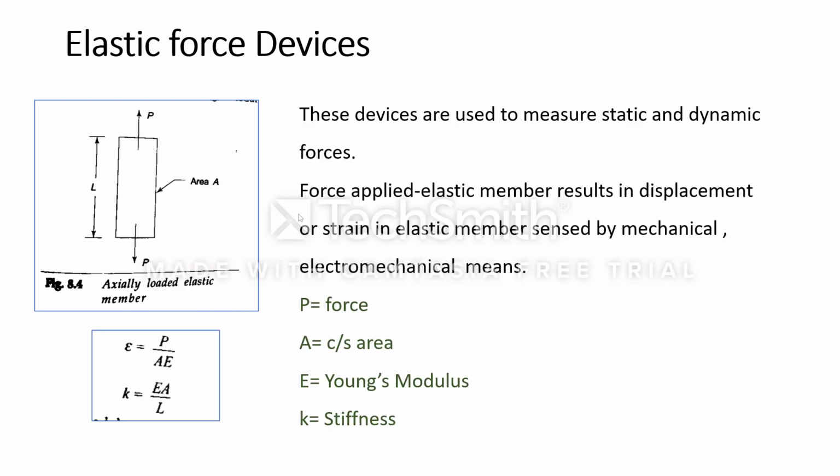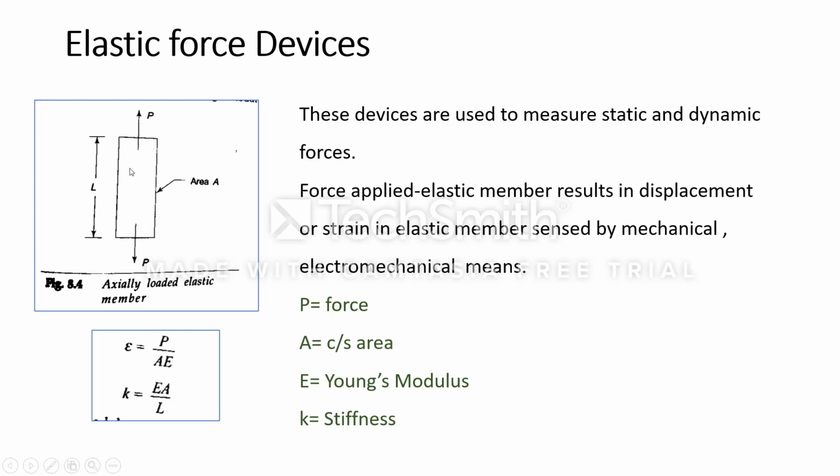Next, elastic force devices. All of you have already studied this part under strength of materials. Now the simple axially loaded elastic member is here. The pressure is applied from both sides. Because of this pressure, you can consider this a bar, it will elongate. So the L can be changed to L plus DL, or you can consider any length. These devices are used to measure static and dynamic forces also. The force applied to a static member results in displacement.